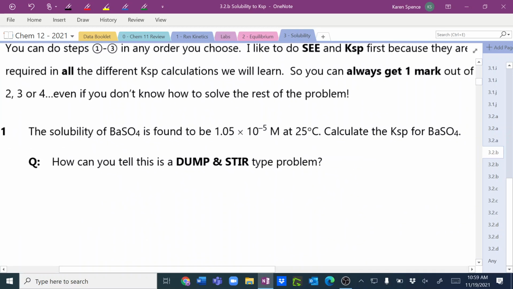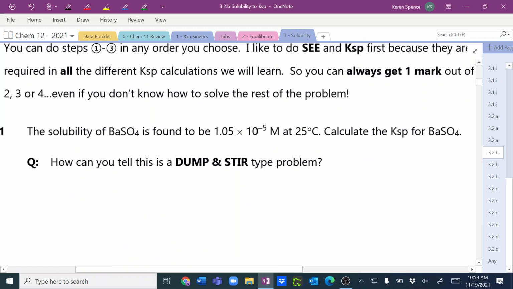Okay, so here we go. The solubility of barium sulfate is found to be 1.05 times 10 to the minus 5 molar at 25 degrees Celsius. And we need to calculate the KSP for barium sulfate.